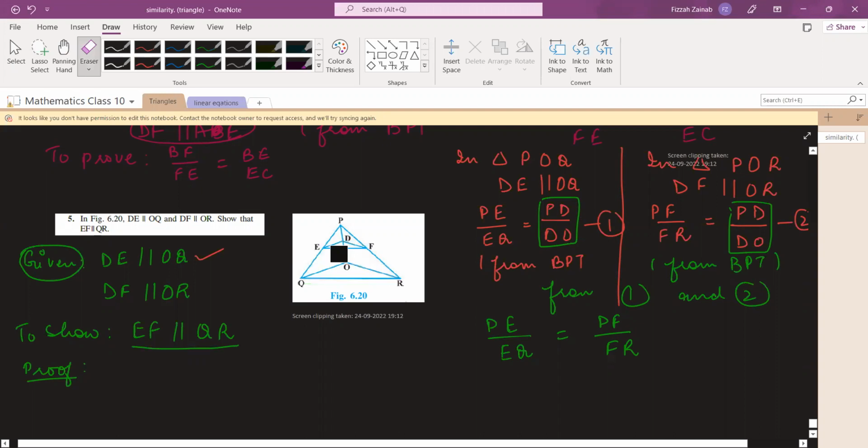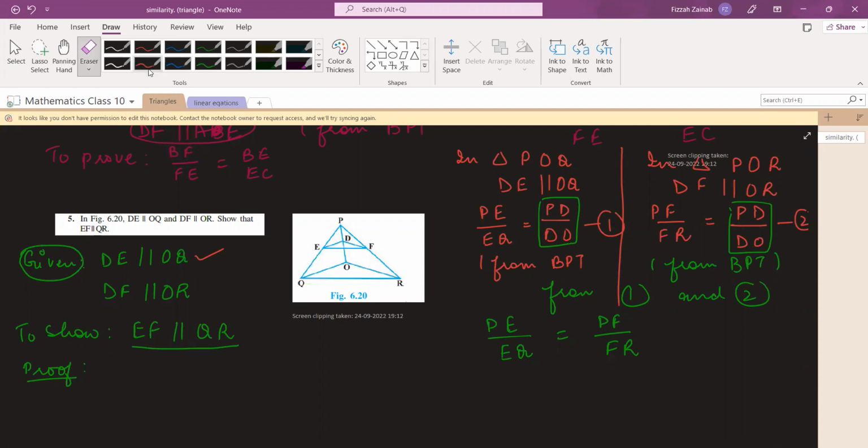So again, let's go back to the figure. If I show that this ratio upon this ratio is equal to this part upon this part, both the ratios are the same. What does it mean? It means that line EF will be parallel to QR, right? Converse of basic proportionality theorem.